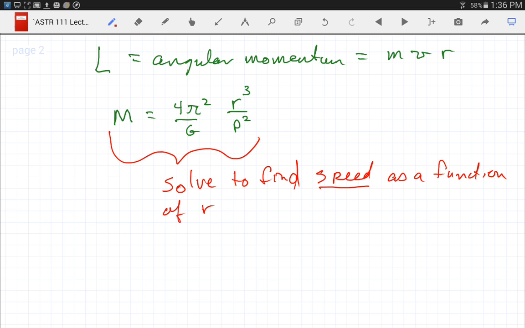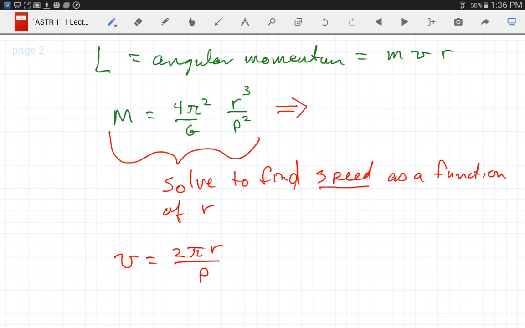So we're going to use exactly that, which, like I said, I believe was problem 3, also had us doing that. And so speed is equal to the circumference, 2 pi r, divided by the period. I want to solve for speed as a function of r only, so that means I'm going to solve this equation here for period.